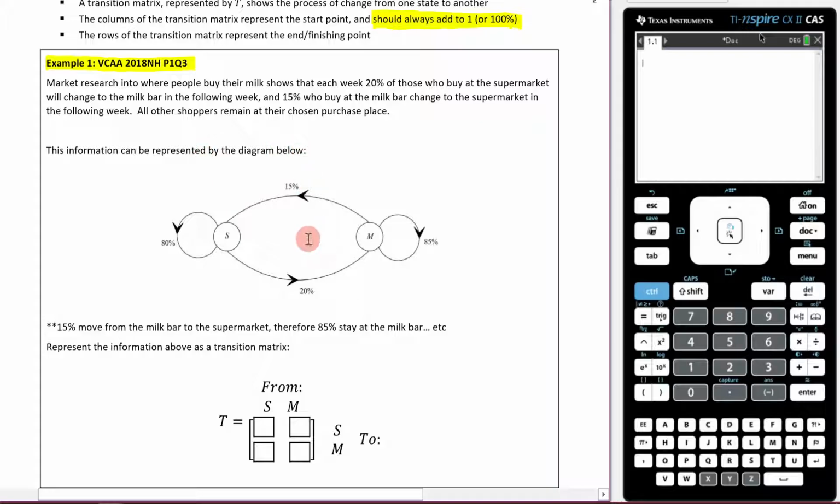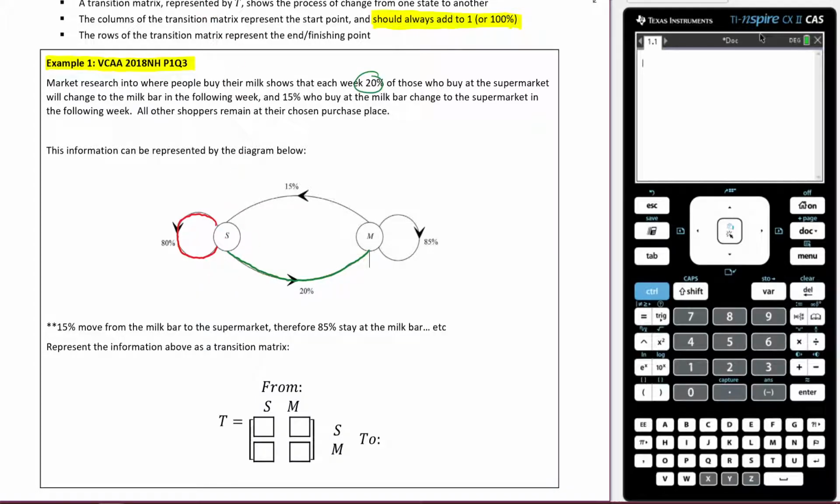So let's understand what this diagram is showing us. As you can see, 20% of those who buy at the supermarket will change to the milk bar in the following week. So if I start at the supermarket, 20% of those are going to go to the milk bar. Now, if 20% are changing, that means that 80% is staying the same. So 80% of those who go to the supermarket return to the supermarket, and that's why we've got this line here.